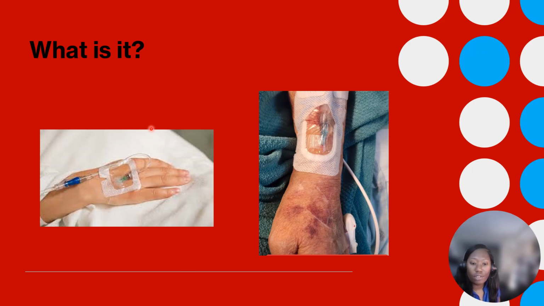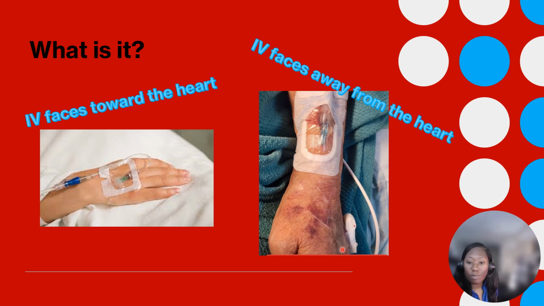All right, so as you can see here, the picture on the left is an IV that's placed normally. The IV cannula is facing up the arm towards the heart, right? So the IV is facing towards the heart. Whereas in this picture on the right, the IV is facing away from the heart and towards the hand. So this is what we would call a retrograde IV, just in case you're new here.